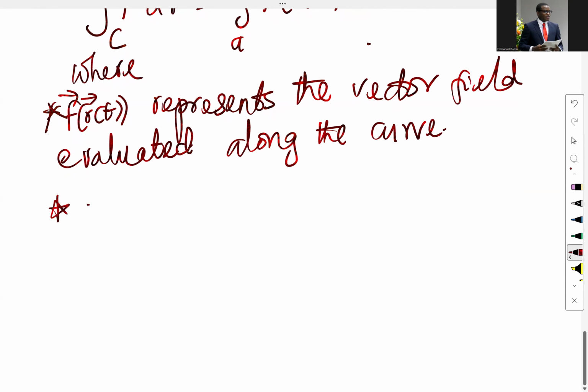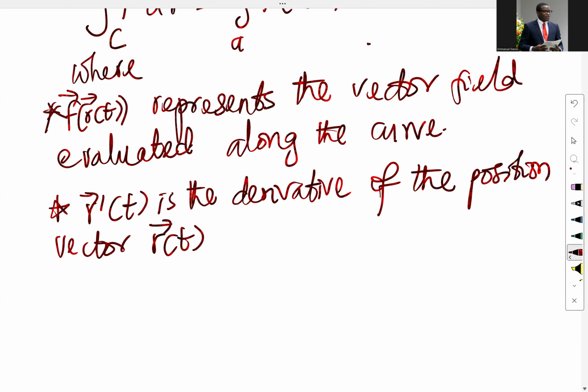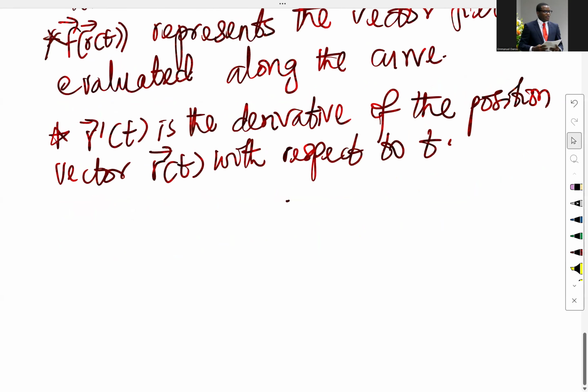Then we have r prime of t, right? r prime of t is the derivative of the position vector r of t with respect to t, that's time. We talked about the position vector in one of our previous videos.